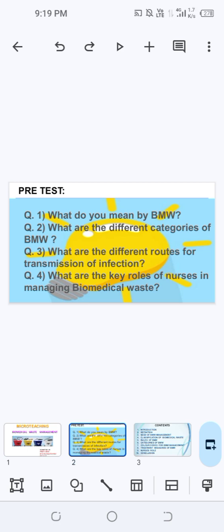So at first, what do you mean by biomedical waste? Number 2, what are the different categories of biomedical waste? Number 3, what are the different routes for transmission of infection? Number 4, what are the key roles of nurses in managing biomedical waste? So, we'll be covering all these topics.